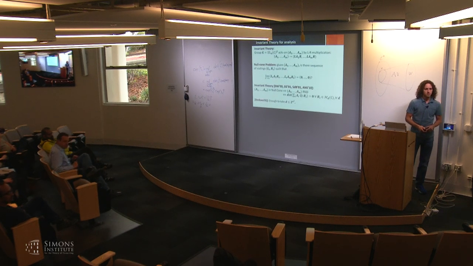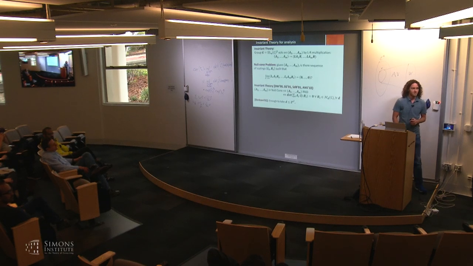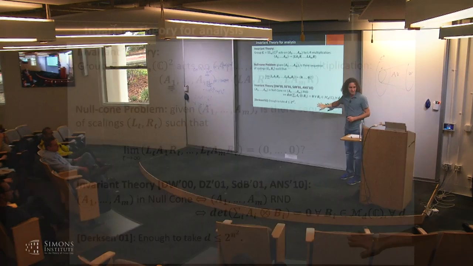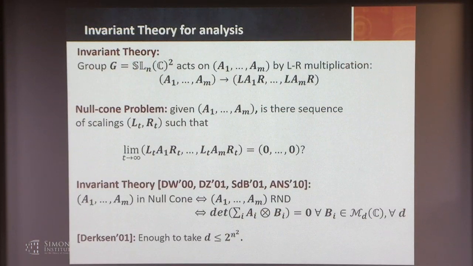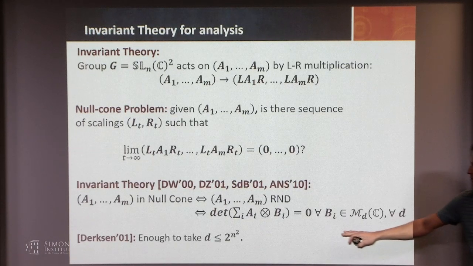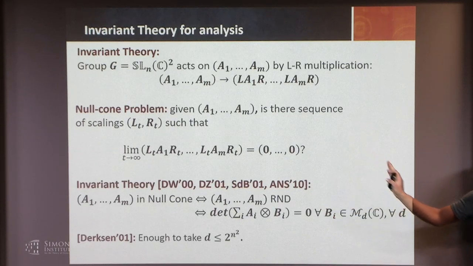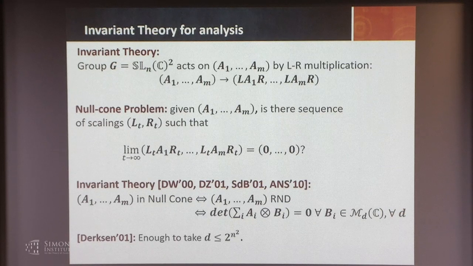His final proof, which is better, is actually a combination of some linear algebra, those iterations, and some combinatorics. This is a general result, a really deep result, and much more general than this. This is just Derksen's theorem specialized to this group action.